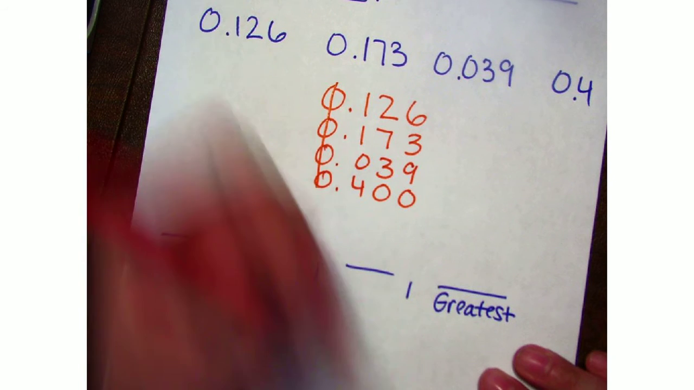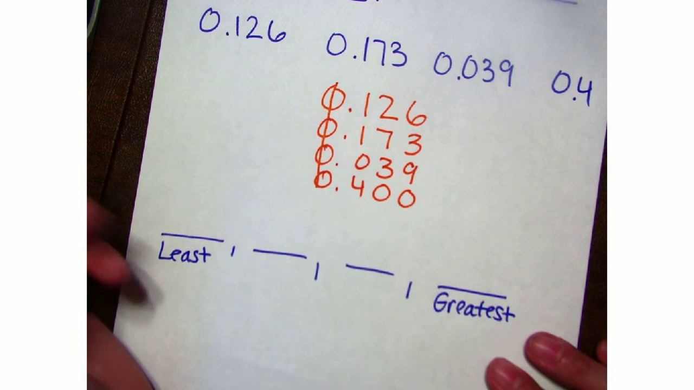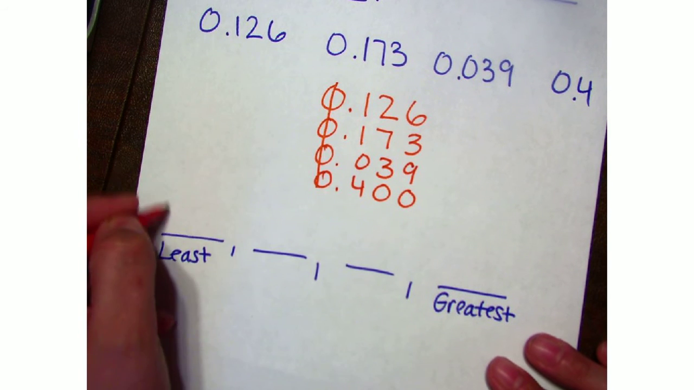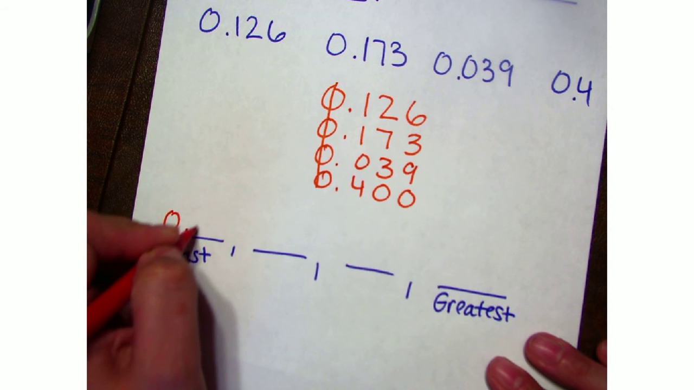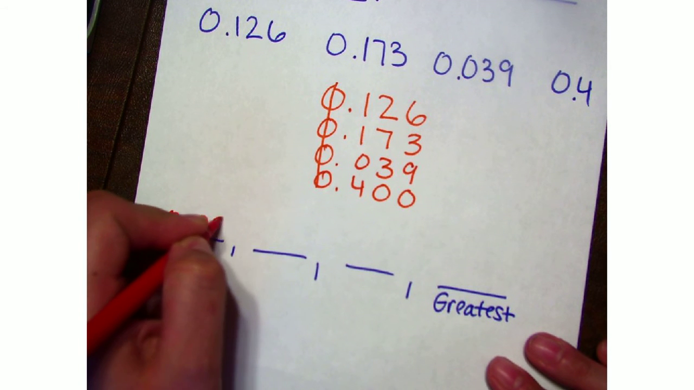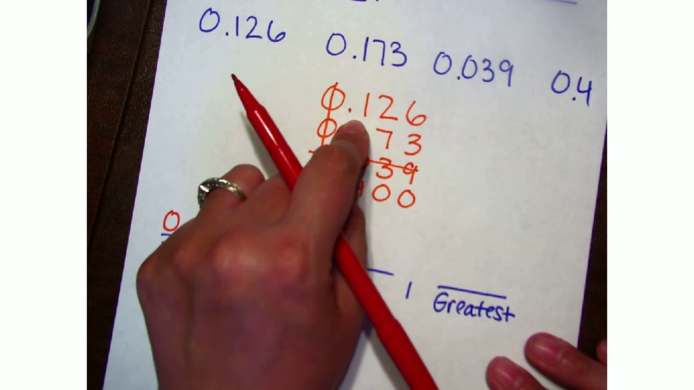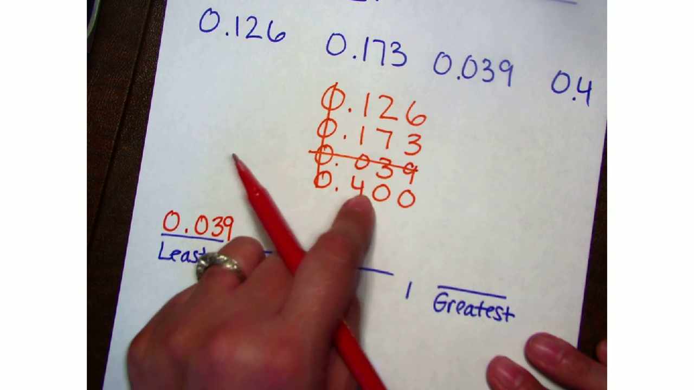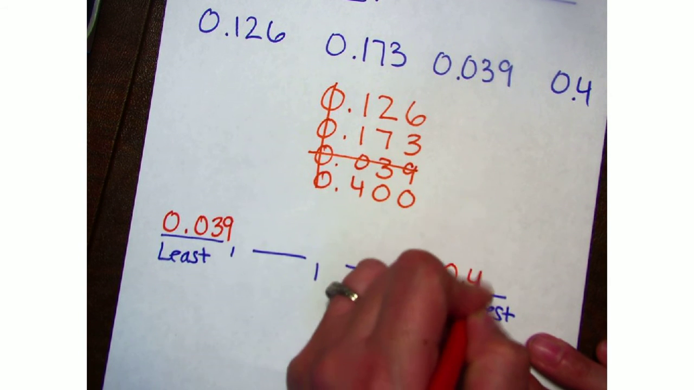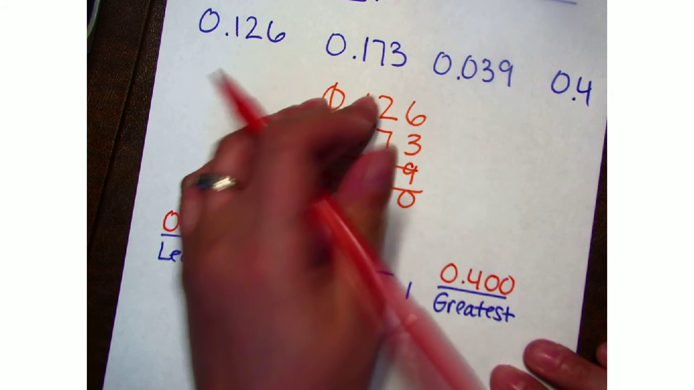The zeros are going to cross off, and then I'm going to look for the smallest in the next column. The smallest number in this column is a 0. So I automatically know, and there's no other zeros there, that that is going to be my least, 0.039. So then I'm going to cross it off. And then I'm left with 2 1s here and a 4. Since I know that 4 is the biggest one, that's automatically going to go right here. So I'm going to cross it off. It's going to be my greatest. It's the biggest. So now I'm down to these last 2.